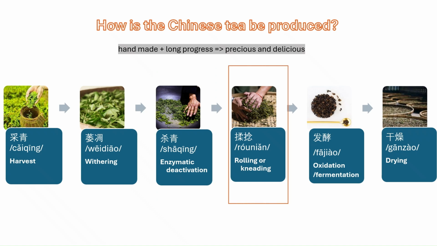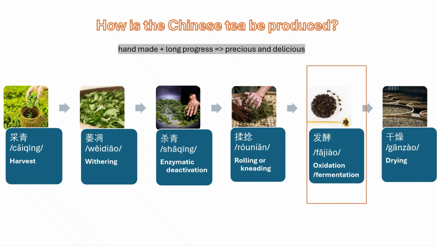Rolling or kneading, 揉捻. The leaves, already soft, are subjected to a manipulation that breaks the cell wall and exposes its components to the air, extracting their juices. Rolling gives the leaf its characteristic appearance, which can take the form of a pearl or needle, and makes it impregnated with its own essential oils, providing complexity of aroma.